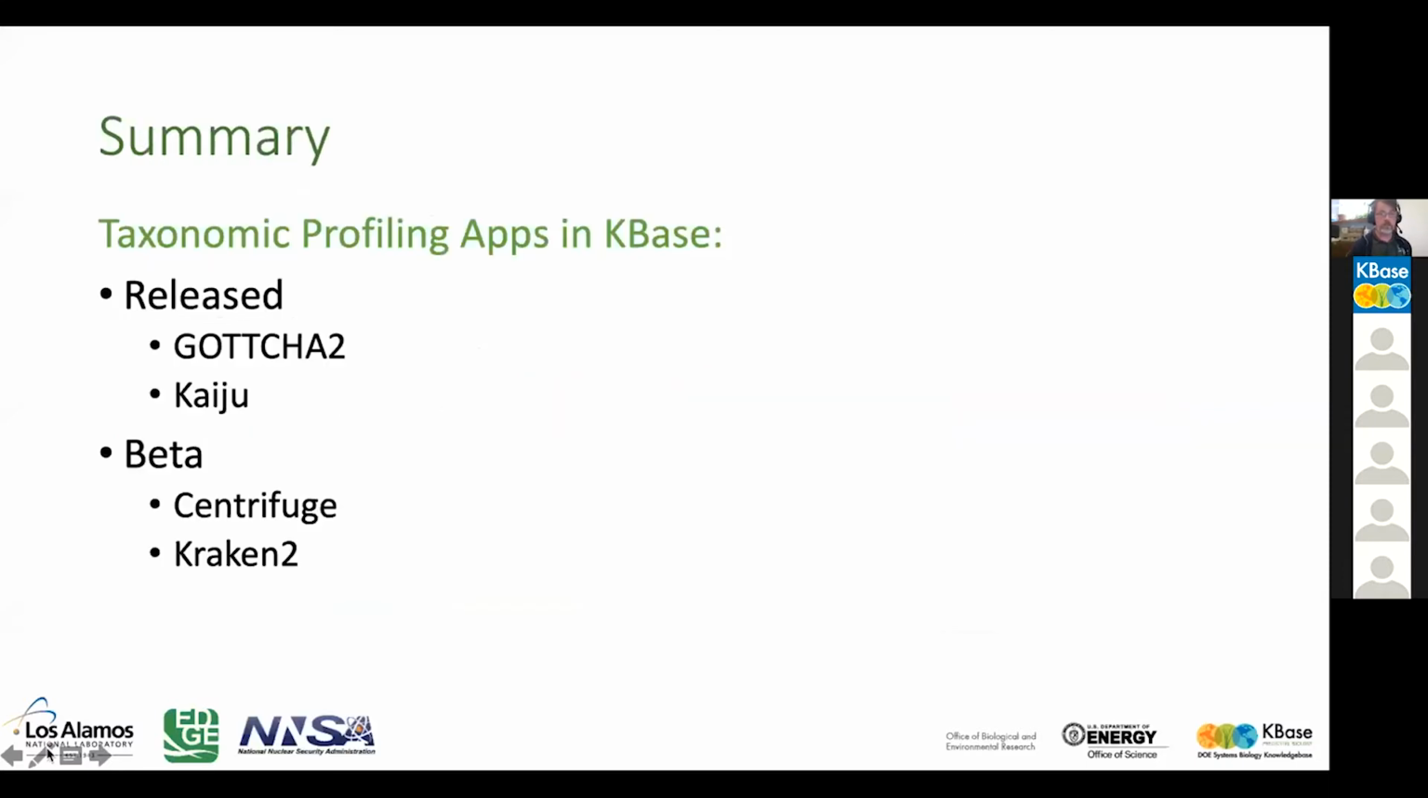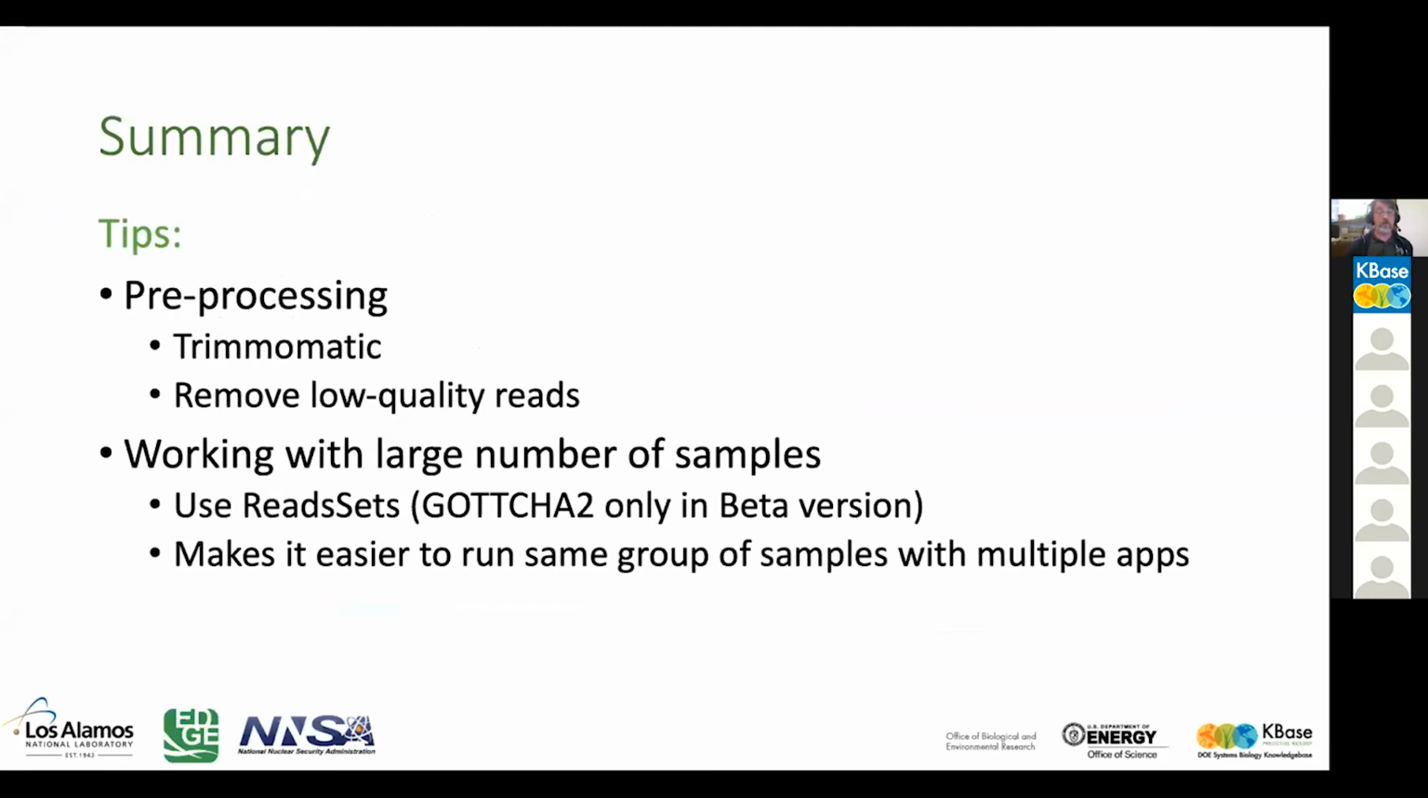Okay, and so in summary, there are 2 taxonomic profiling apps that have been released to KBase, Gotcha2 and Kaiju. 2 that are still in beta, Centrifuge and Kraken 2. For pre-processing, if you want to run pre-processing first, Trim-O-Matic is the one that's in KBase to remove the low quality reads. And if you're working with a large number of samples, I would use read sets, but that is only available right now in beta for Gotcha2. I will be adding that to the released version. And it makes it much easier if you're running the same group of samples with multiple apps.